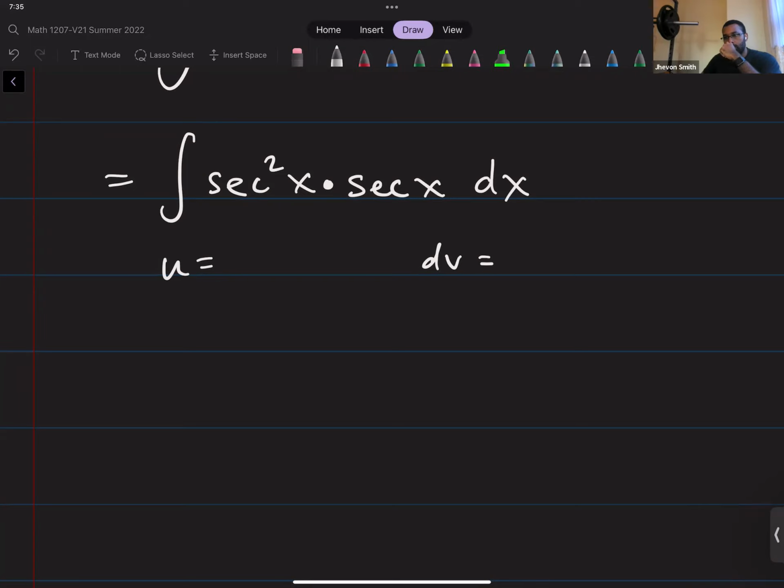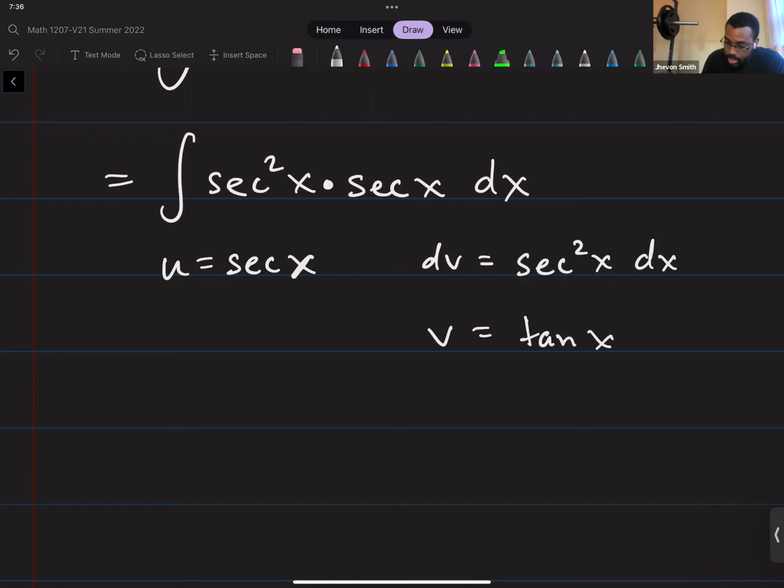I would make the u secant x and the dv secant squared x. Right, because we know a nice formula to integrate that. That's just a tangent. And we know how to differentiate that. That's a secant x tan x. Right. That seems like a nice approach.